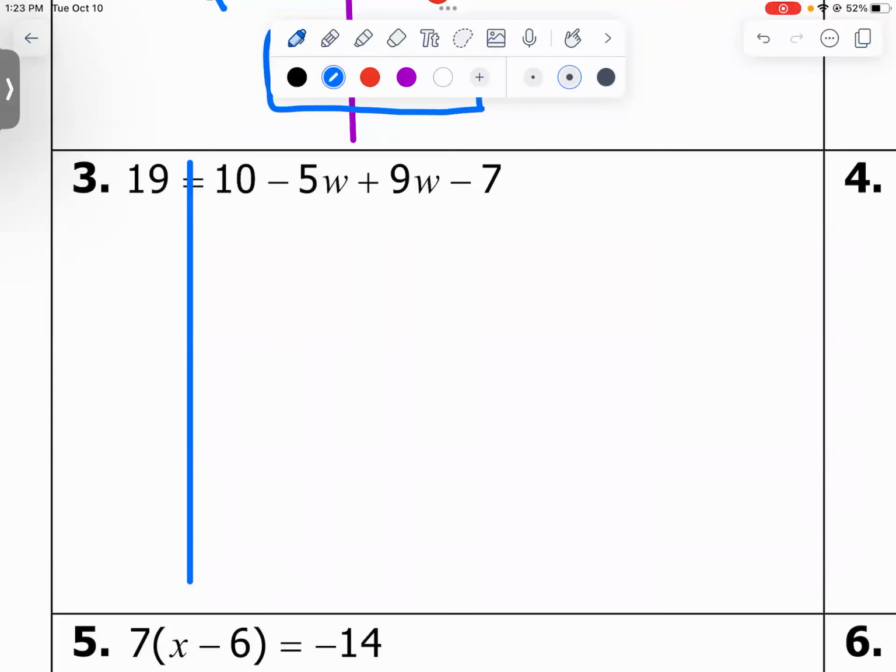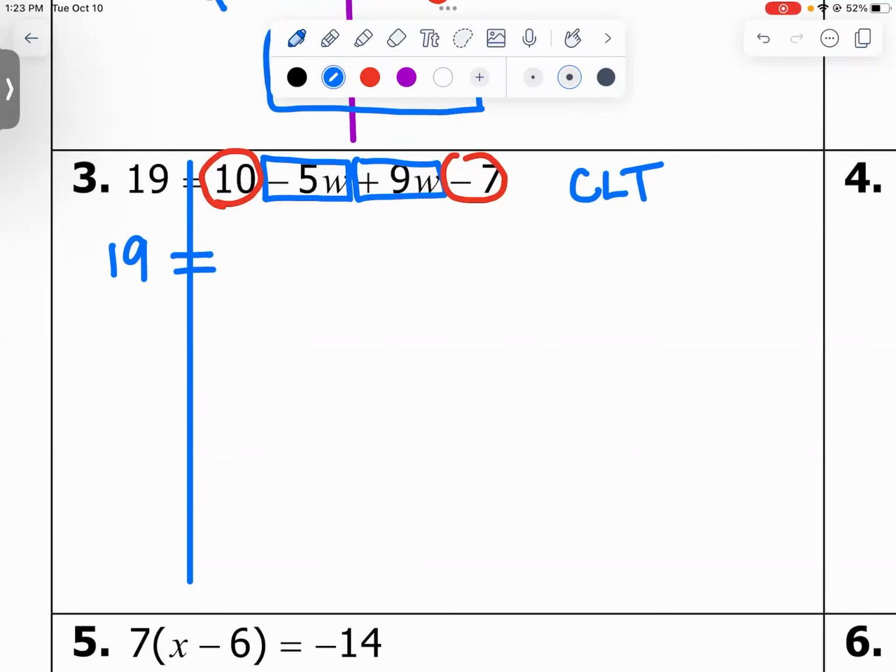So Cash said we need to combine like terms. And in order to do that, notice how this time the like terms are on the right side. So I'm going to box my W's and circle my non-W's. Notice how it does matter what operation is in front of the number. We still have 19 over here on the left. We still have our equal sign.